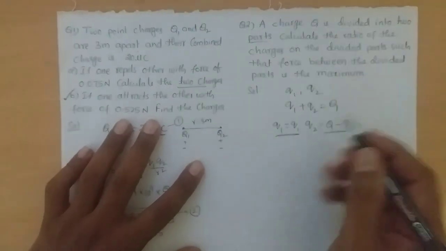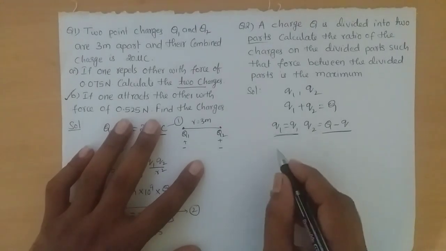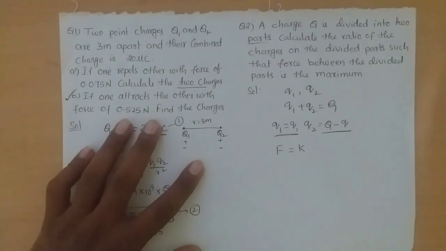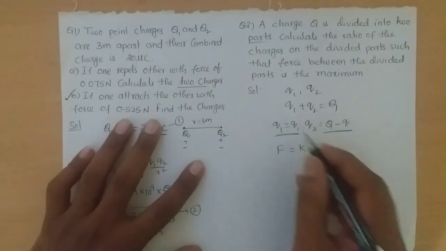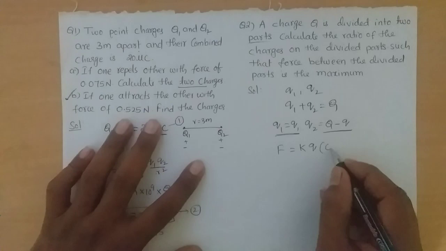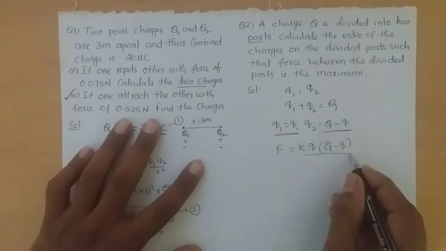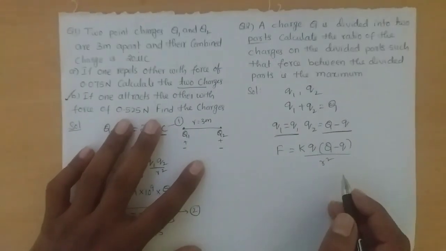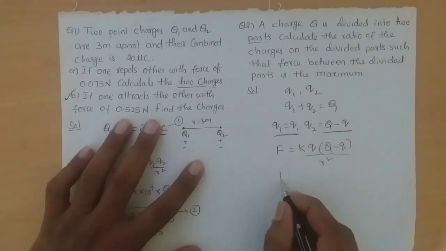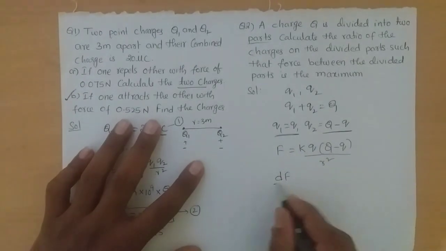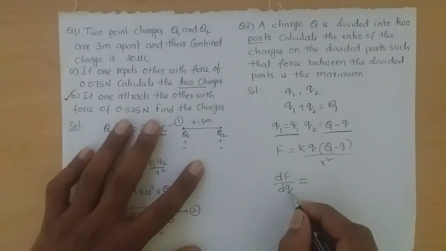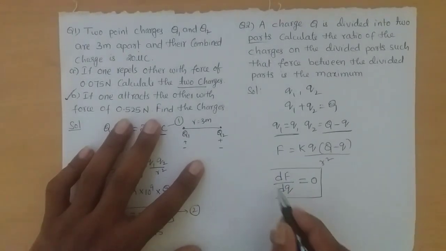So the electrostatic force between the two charges is F equals k, that is 1 by 4 pi epsilon naught, q1 q2 by r square. The q1 value is small q, the q2 value is Q minus q, and the distance between them is r. To get the maximum force we have to differentiate this equation with respect to the charge q and equate it to 0. Then we will get the charges.